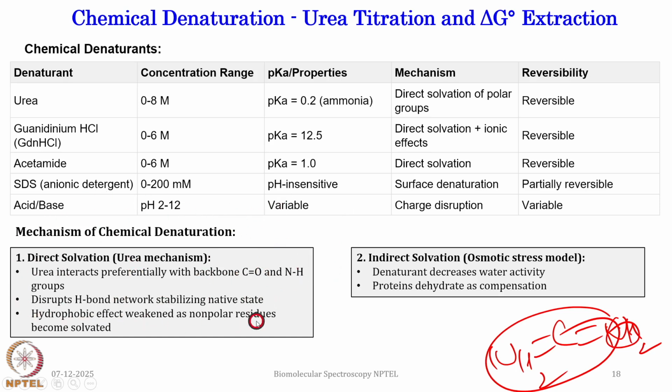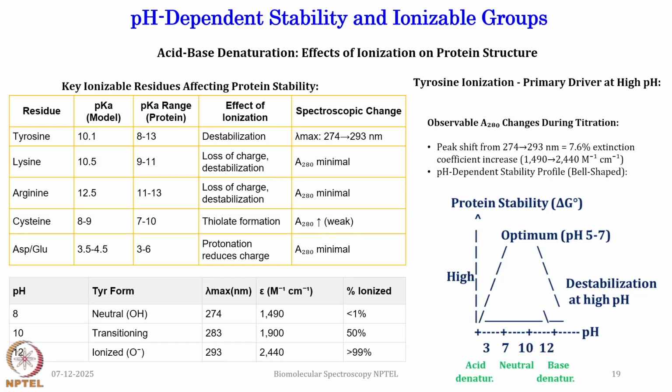Now, again it disrupts the hydrogen bond by stabilizing the native state of protein, and hydrophobic interactions as well. Urea can create an environment where hydrophobic side chains can be solvated in a non-polar environment like urea, and then the interactions are broken and it denatures. Now, indirect solvation, how does it work? Basically, the denaturant decreases the water activity and the protein hydrates as a compensation. So, that is what happens.